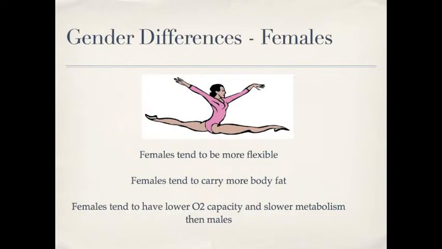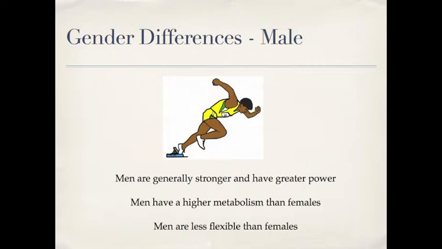Males and females have different bodies and therefore compete in different categories in order to make the event fair. Females are more flexible. They also tend to carry more body fat than men and also have a lower oxygen capacity and a slower metabolism. This makes them suitable for sports like gymnastics, mainly due to their increased flexibility.